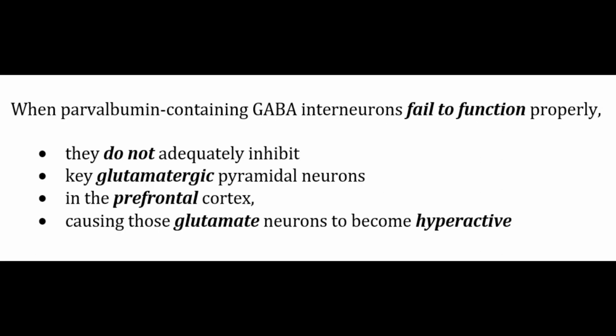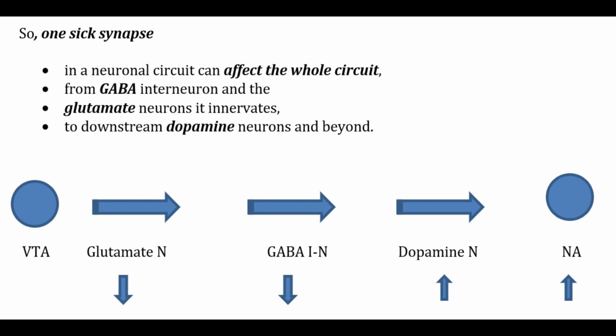When these parvalbumin containing GABA interneurons fail to function properly, they do not adequately inhibit key glutamatergic pyramidal neurons in the prefrontal cortex, causing those glutamate neurons to become hyperactive. Thus, one sick synapse in a neuronal circuit can affect the whole circuit, from GABA interneurons and the glutamate neuron it innervates to downstream dopamine neurons and beyond, as is shown in the flowchart.